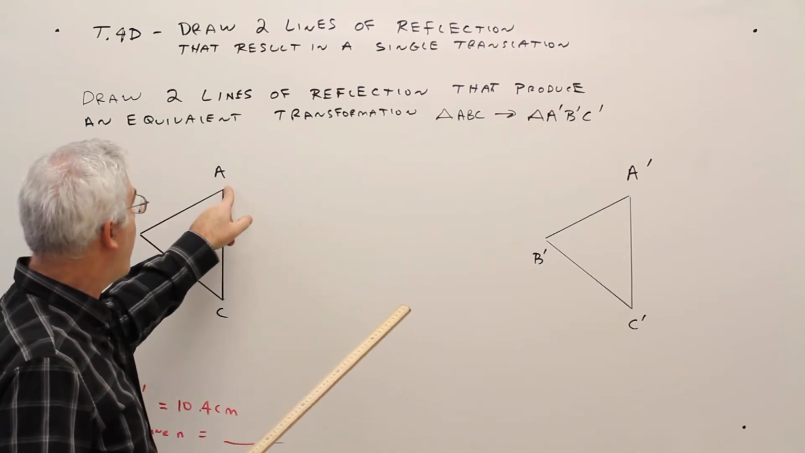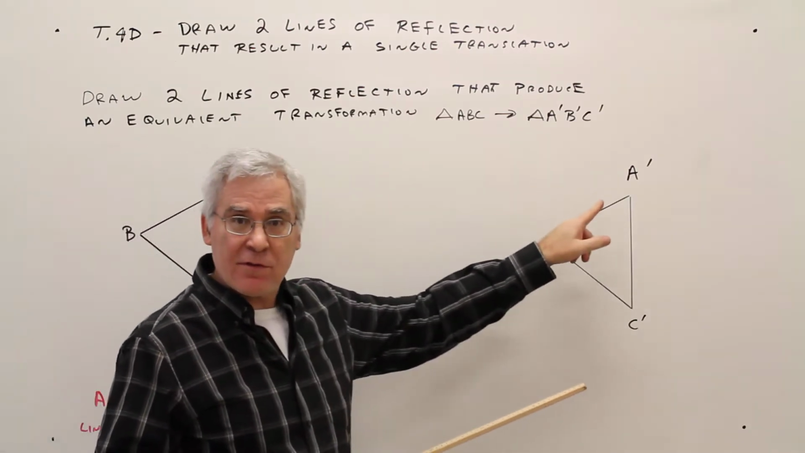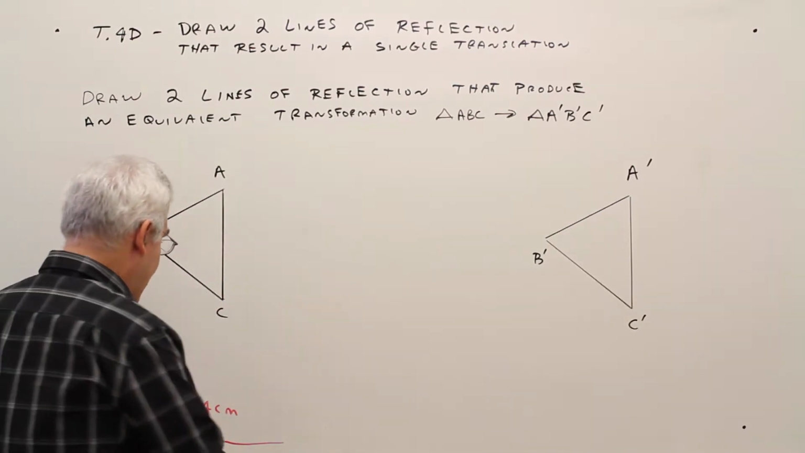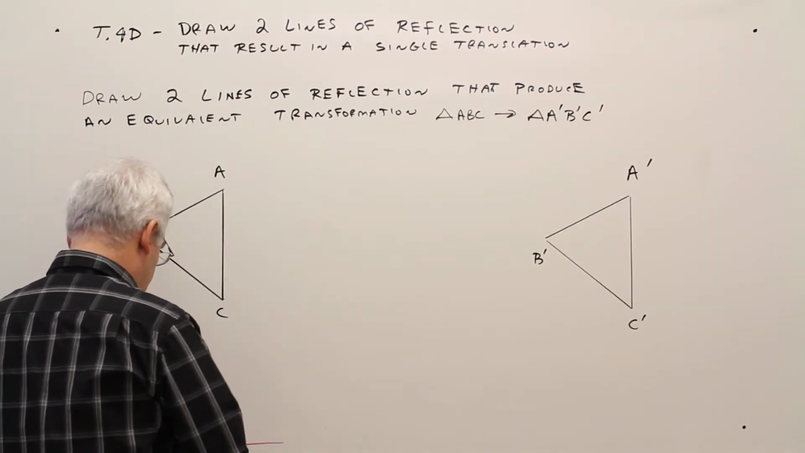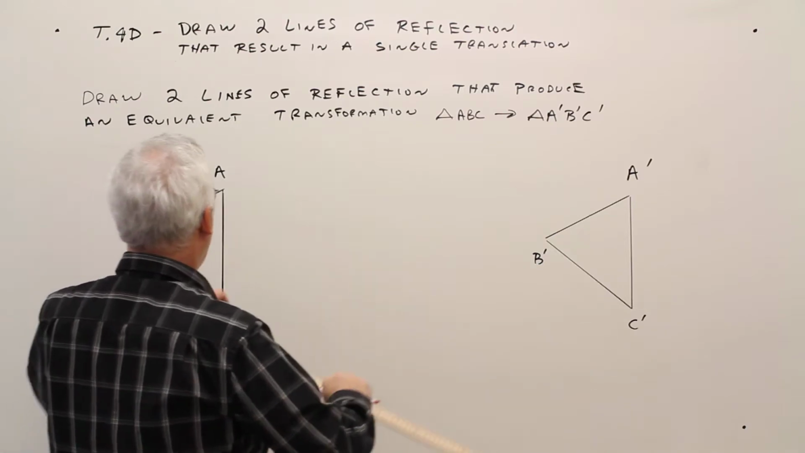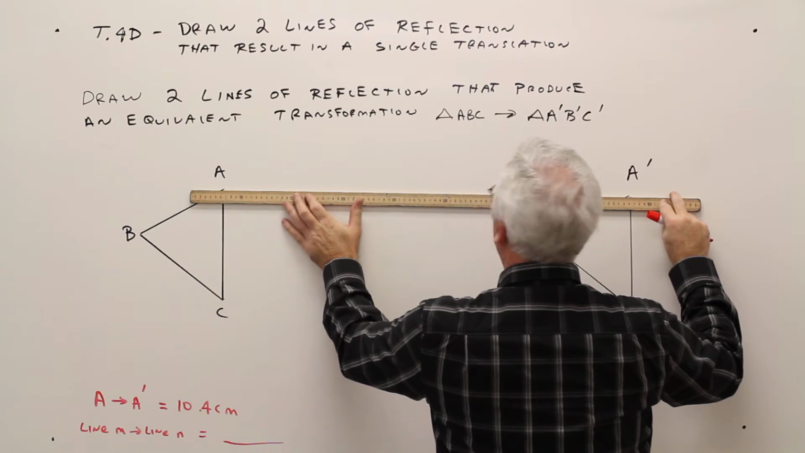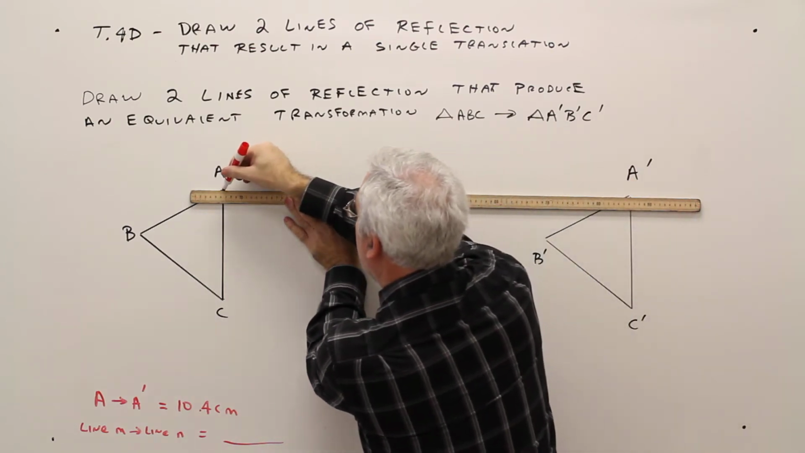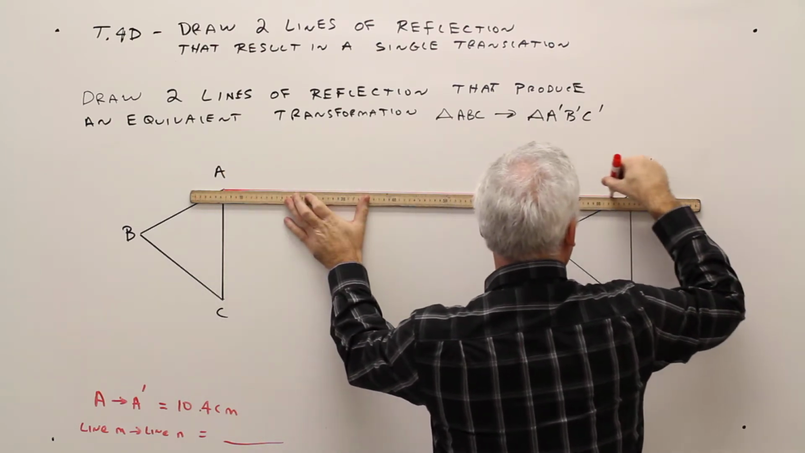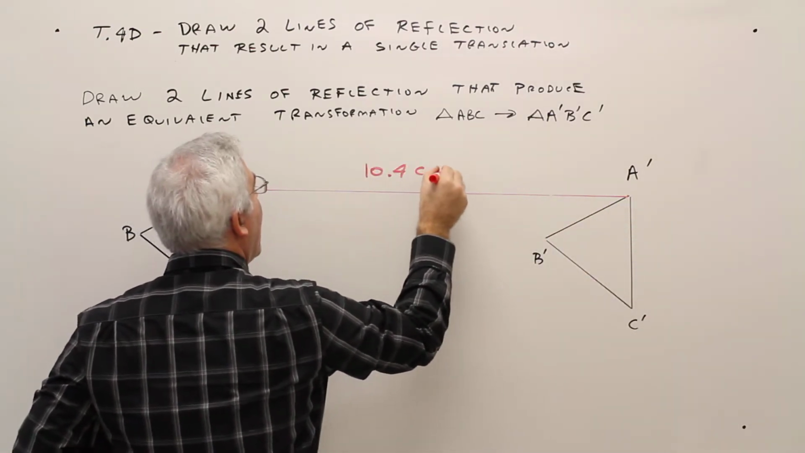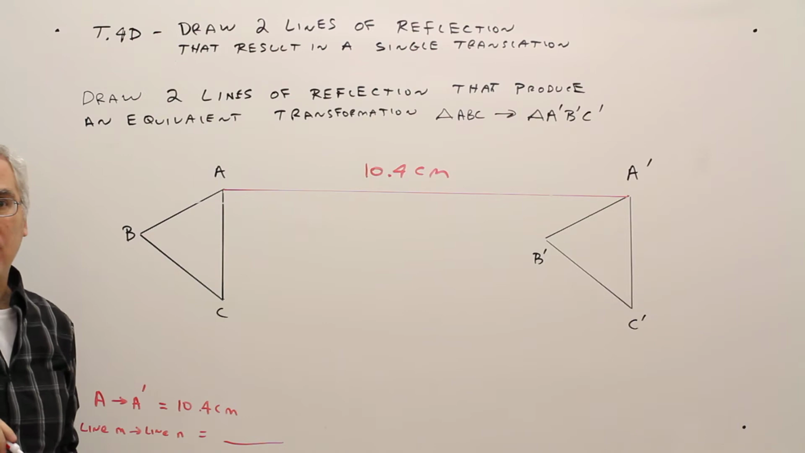So what I'm going to do is kind of go backwards and measure the distance from A to A prime. I did that already in the paper and got 10.4 centimeters. So just to show you, all you would do is take your ruler and make a line from A to A prime. And on your paper, that would be 10.4 centimeters.